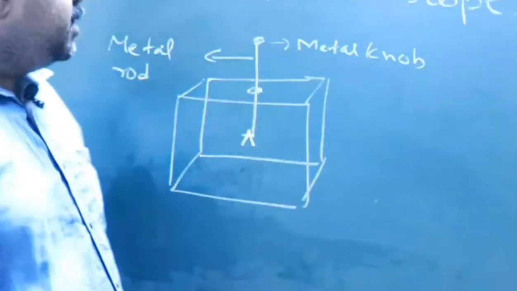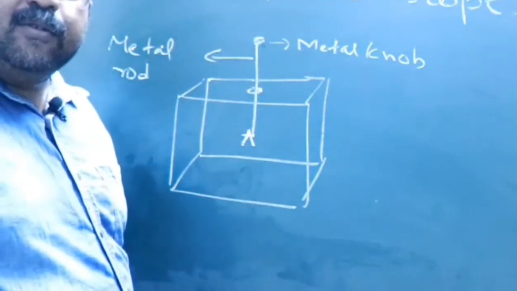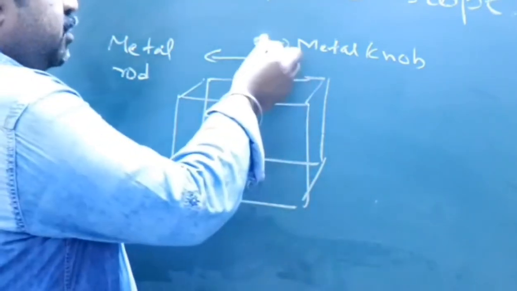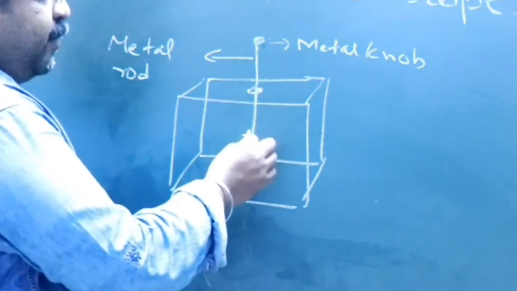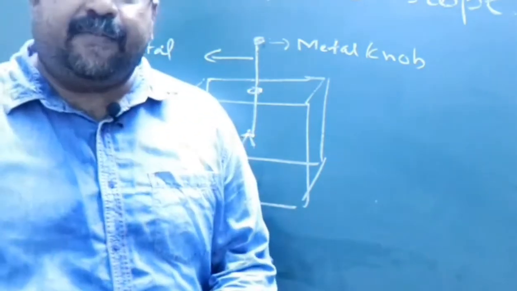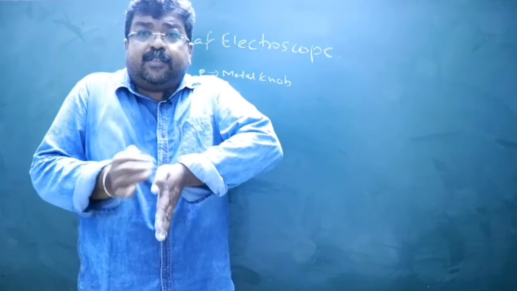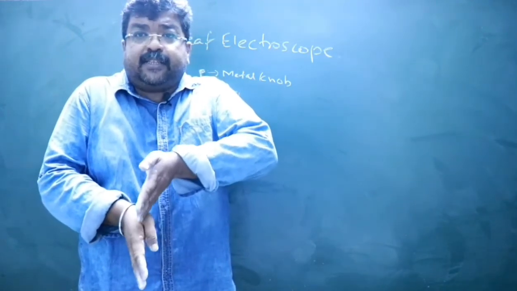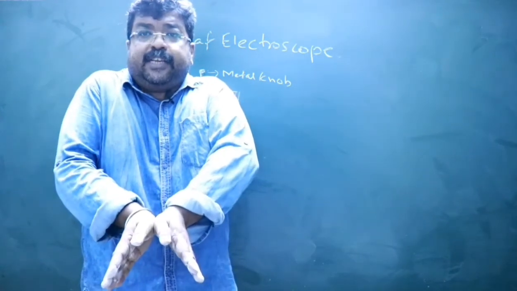Now what happens when a charged body is brought in contact with this metal knob? The charges go to the metal knob, go to the rod, and go to the metal leaf, to the two halves of the metal leaf. Now the same charges are going to this side and this side, so they will start repelling, and the leaf will diverge like this.